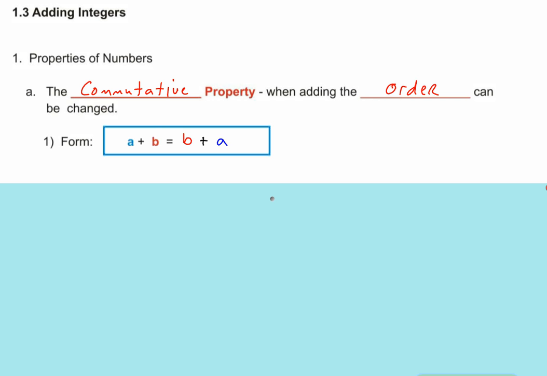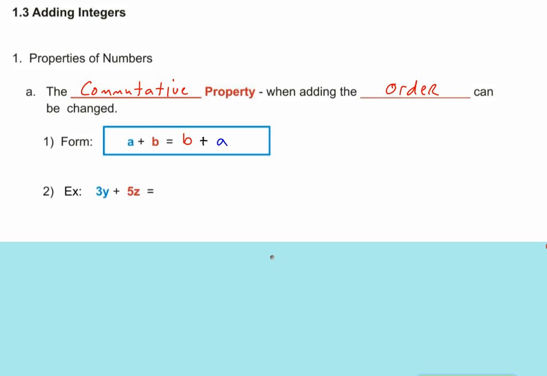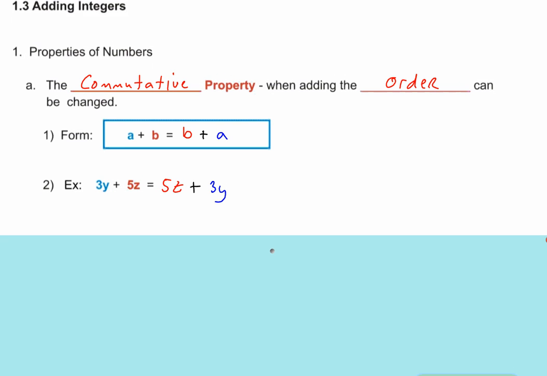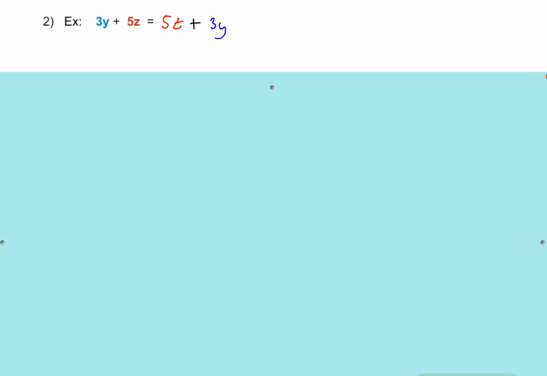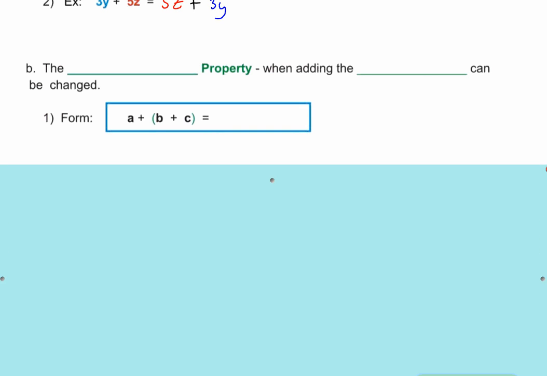Don't let the letters throw you into a tizzy. Oh no, it's letters. All the A means is the first thing. The B represents the second thing. Now we switched it, put the second thing first and the first thing second. So here with variables 3y plus 5z, go ahead and finish the commutative property. What would you do to finish the commutative property? Hopefully you switch the order, right? No big deal. Commutative, you can switch the order. Order in the court.